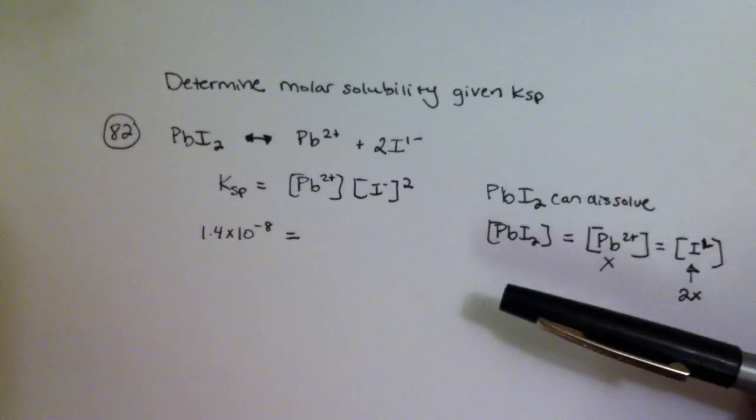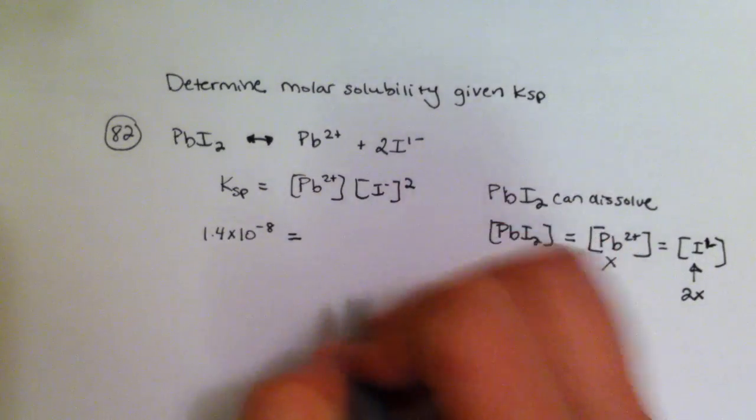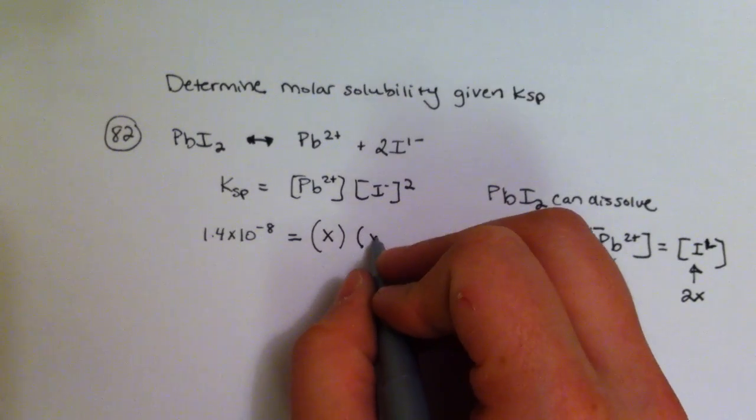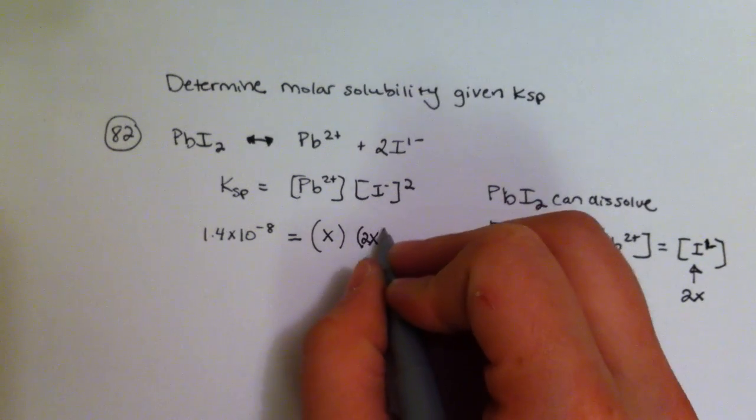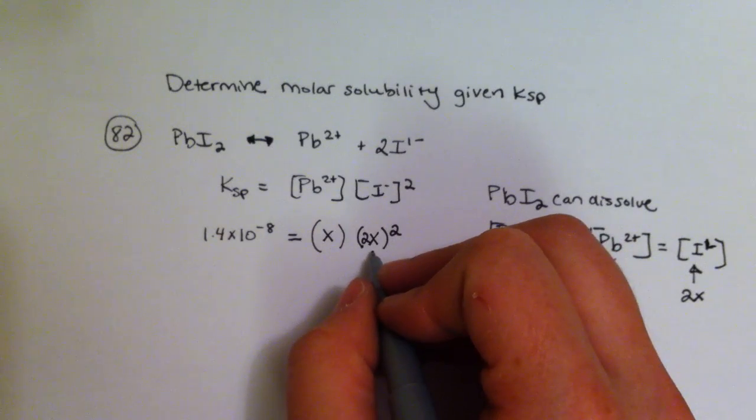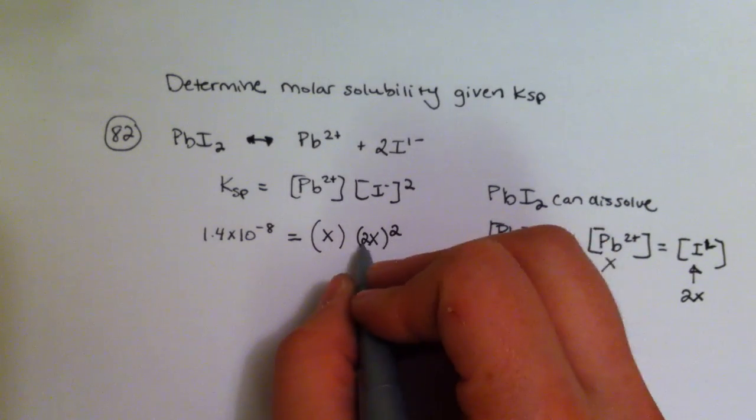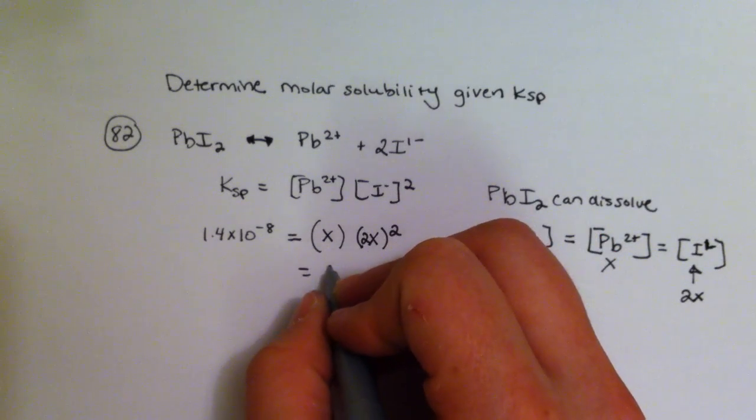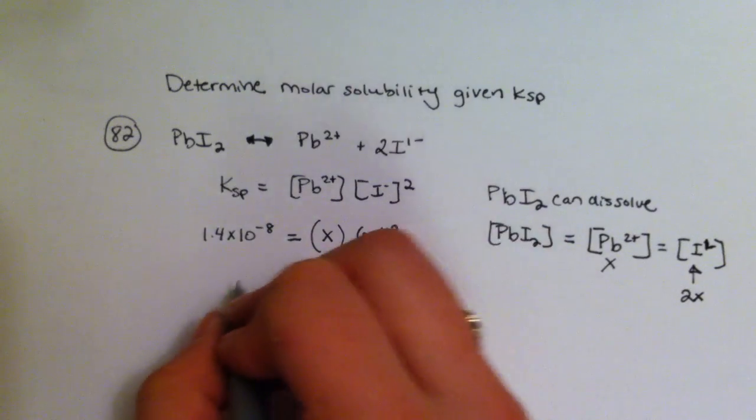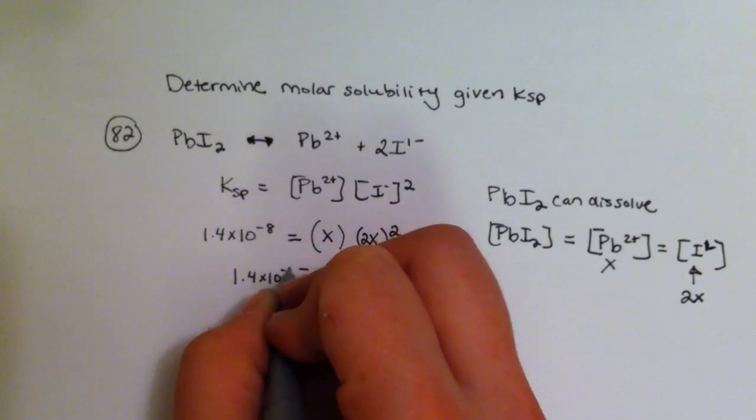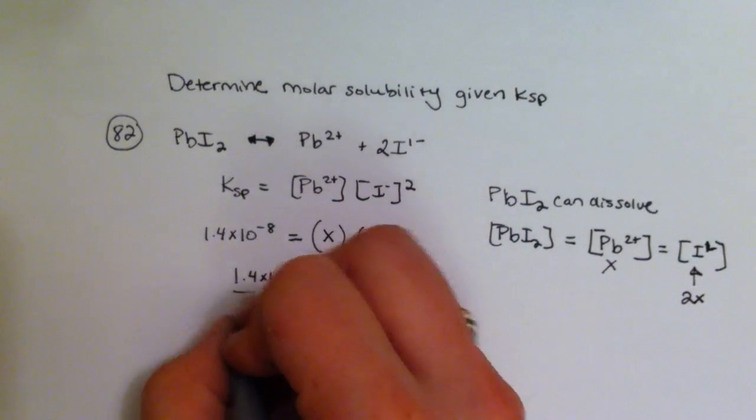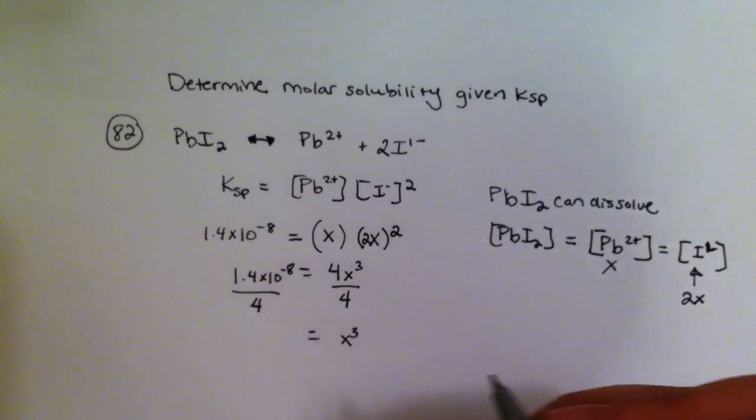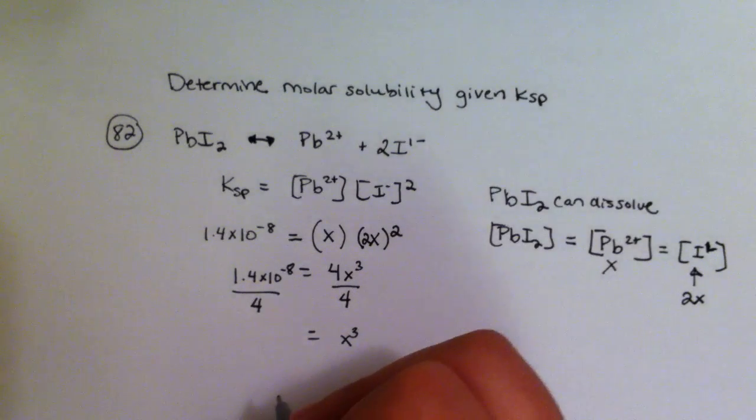So we go over here, we get Pb is x, and I is 2x, and we have to square that whole thing. So then when we distribute the square, basically we get 4x squared times x, which is 4x cubed, is equal to 1.4 times 10 to the negative 8. Divide by 4, divide by 4. X cubed equals, let me get these numbers here.